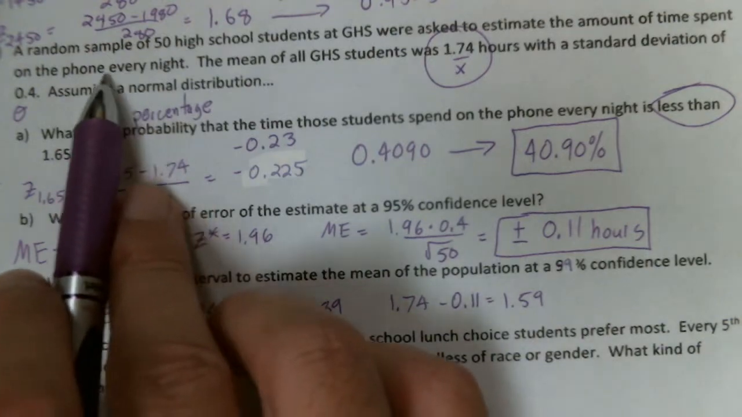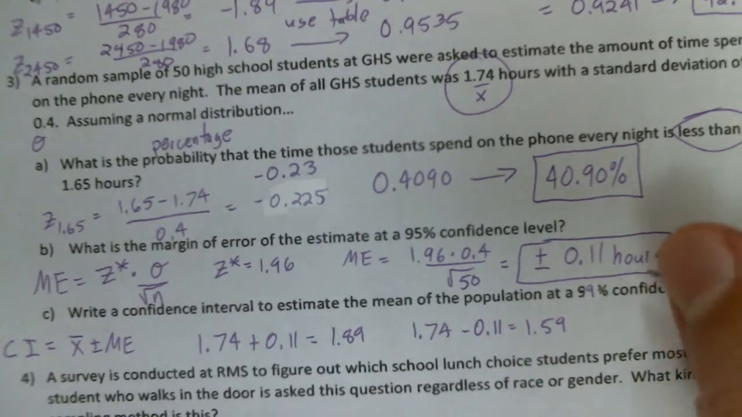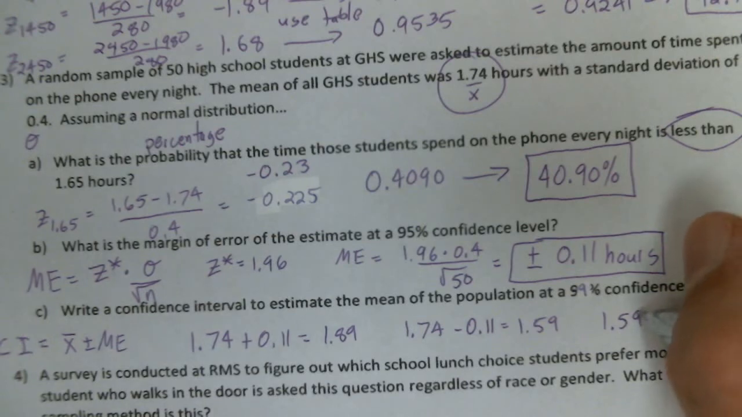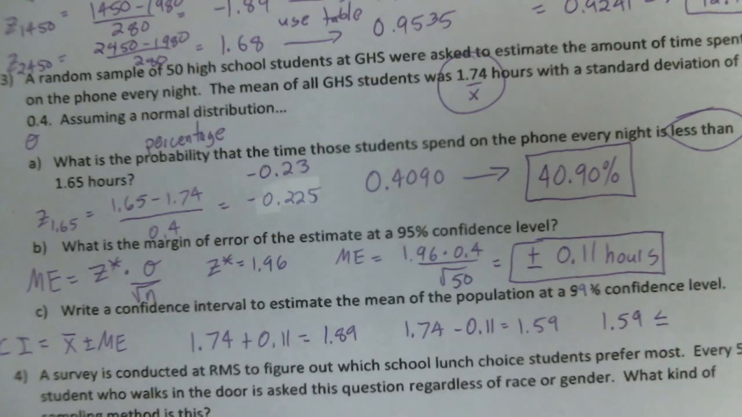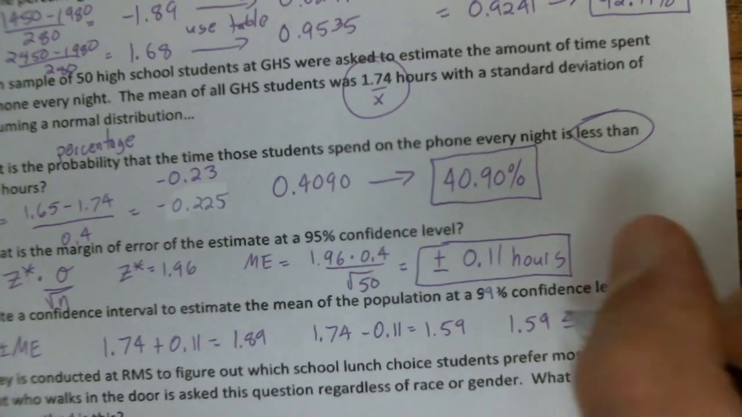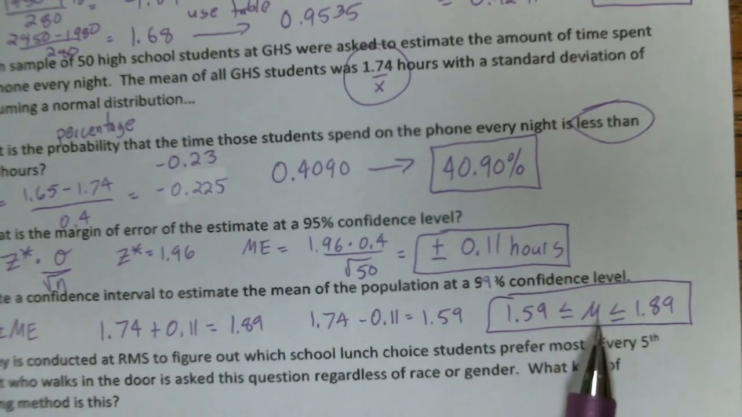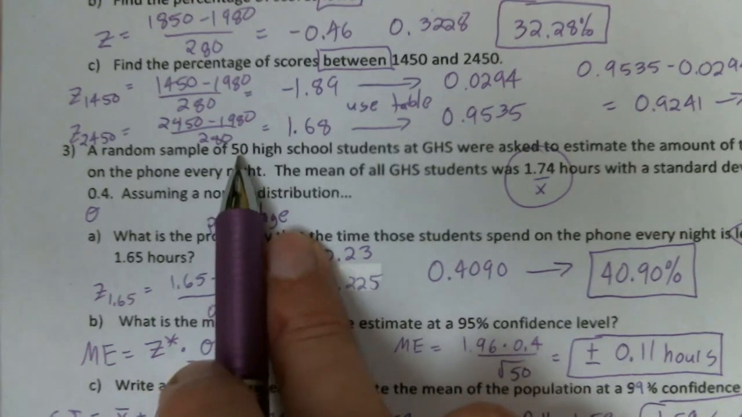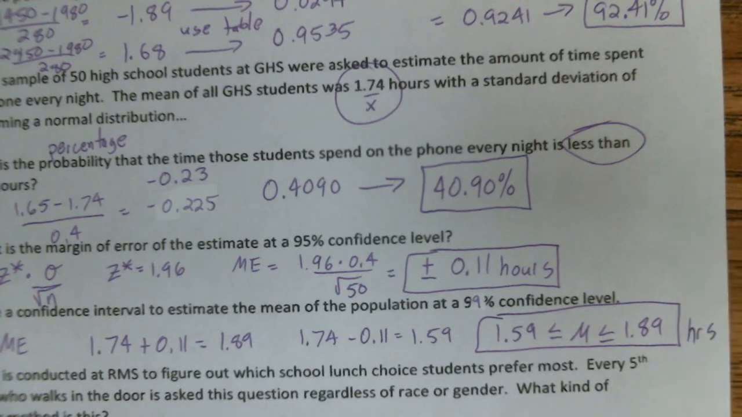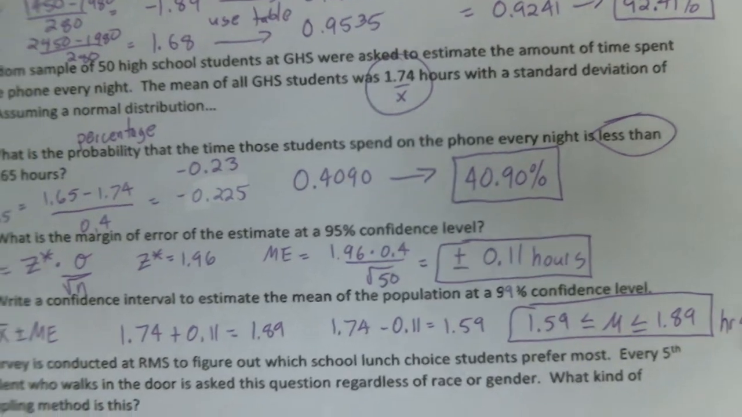that the average time a student spends on their phone every night is between this value and this value. So I'm going to say that the average hours of phone usage per night is somewhere between 1.59 hours, there's our unknown mu, and 1.89 hours. There's my confidence interval. I'm 99% confident that the actual average, based on this polling of 50 students, is somewhere between 1.59 and 1.89 hours. Okay, all right, so hopefully you guys are okay with that.